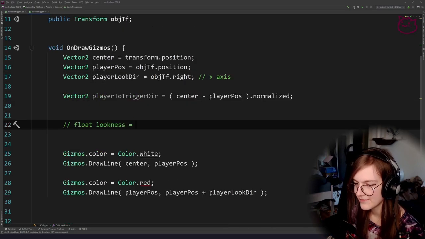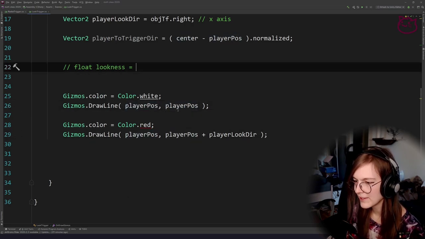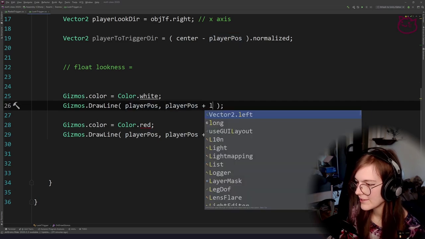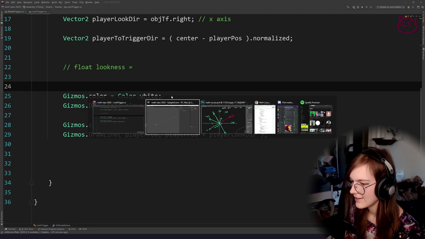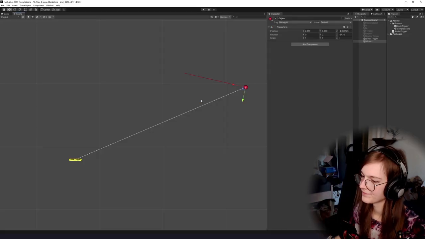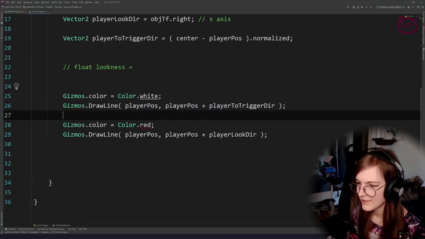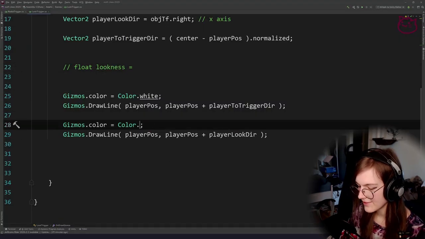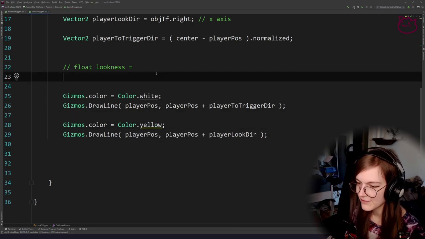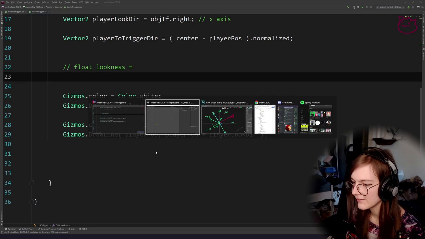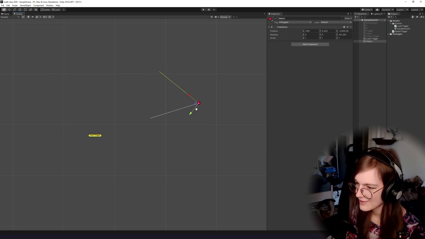And let's draw that one too. So let's replace the old line. Let's draw it from the player to the player plus player to trigger direction. So now we're visualizing the two directions we have. There we go. I want to change the color of this one, because it might be useful to keep red and green for the state of the trigger, like whether or not you're looking at it. All right, the x-axis is yellow now. Forget everything I said about the x-axis being red.